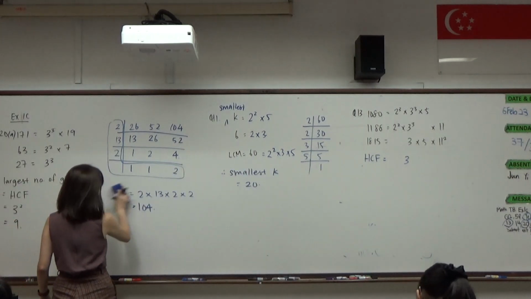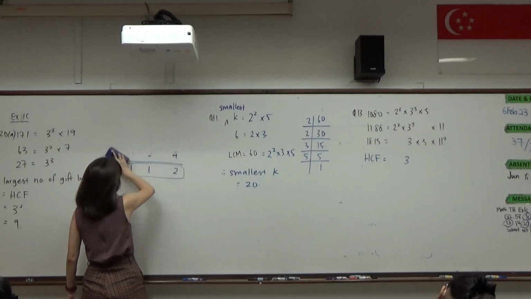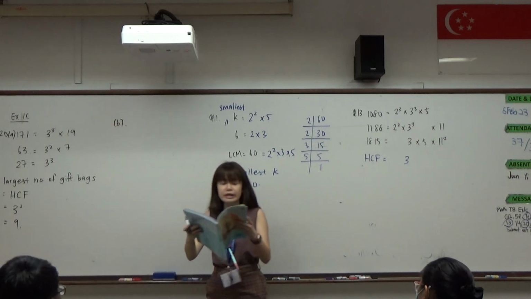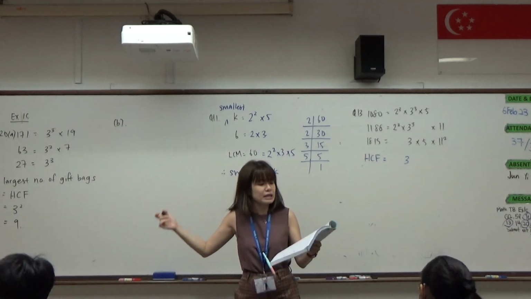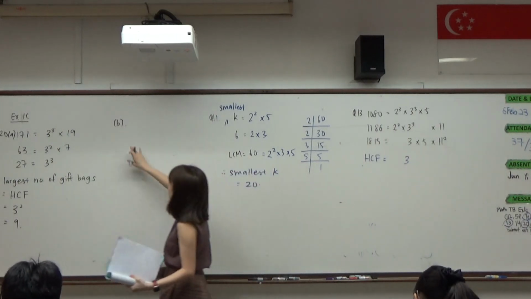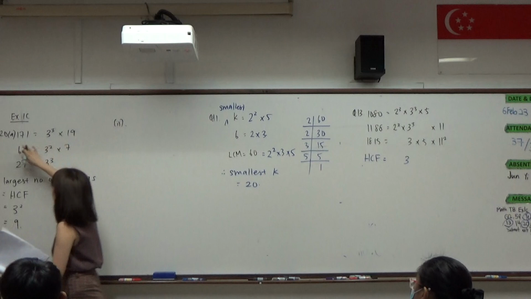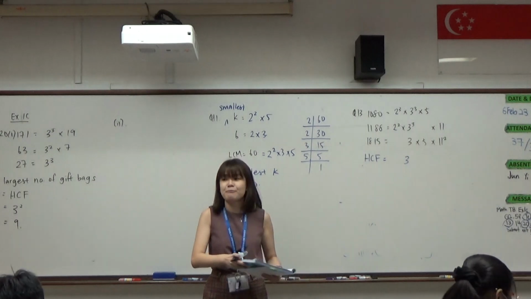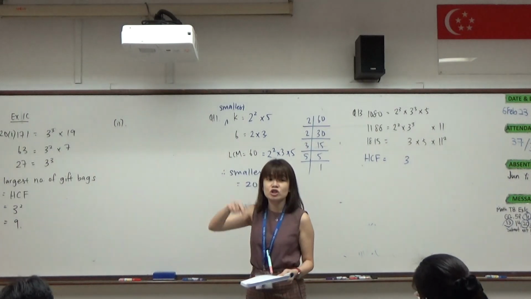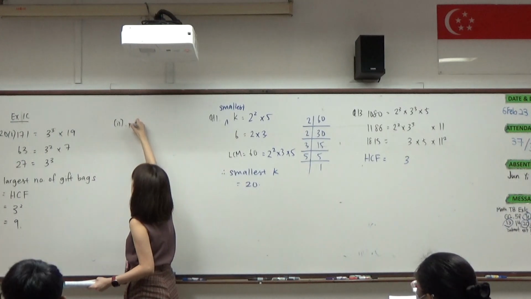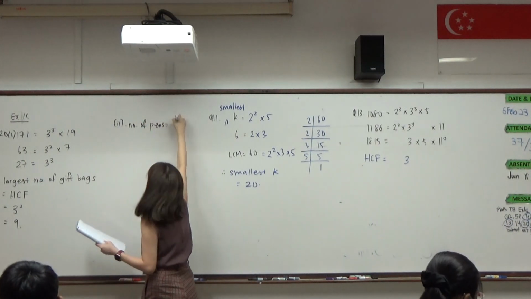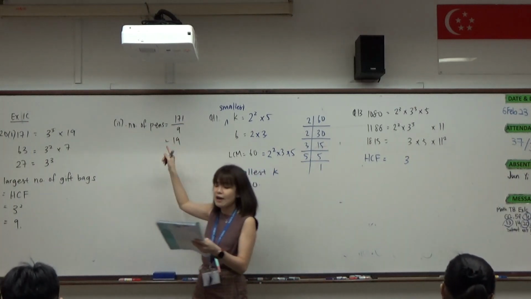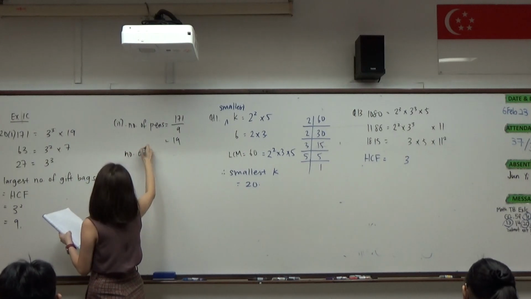So part B, find the number of items in each bag. Can you find the number of items? Yes, can. However, when I was marking your homework, I saw very bad presentation of homework. I want you to check now that you are writing for me the statement: number of bags equals 171 divided by 9 equals 19. I want to see such statements. If you don't have it, use your green pen or your pencil to write it in now.